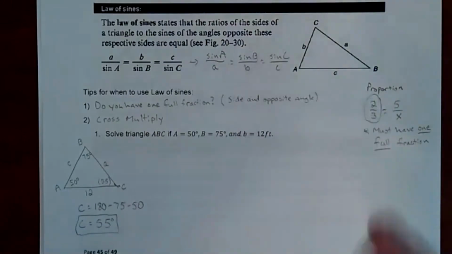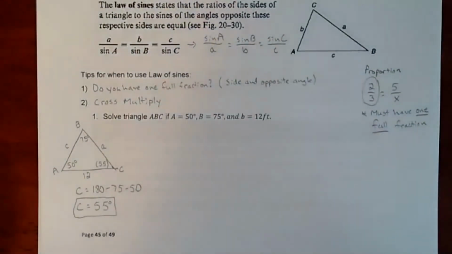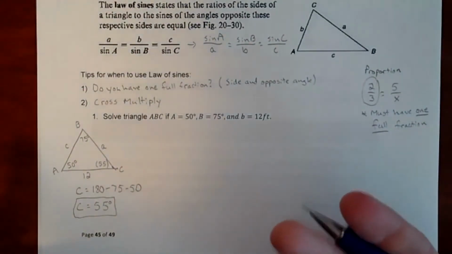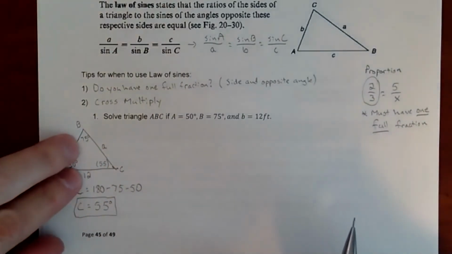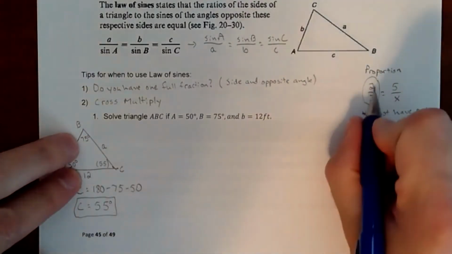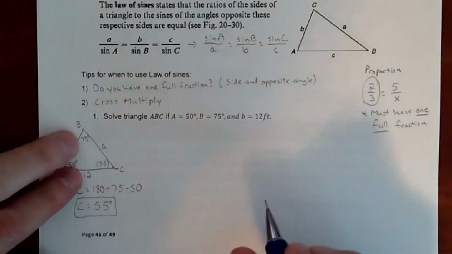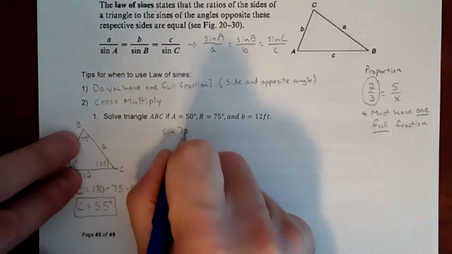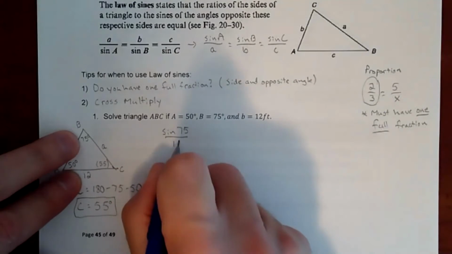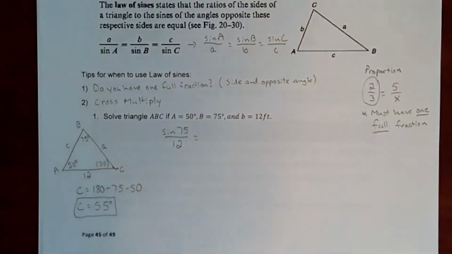Okay, so again, back to that first question. Can I use law of sines? Because if I can't, I would have to shift to law of cosines, which clearly we're not on that section. So we obviously have to be able to use law of sines on this. And this is the key right there. Can I create one full fraction? Yes, I can do sine of 75 over 12. That's one full fraction. Beautiful.